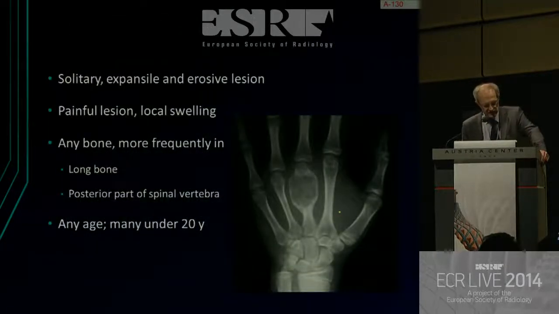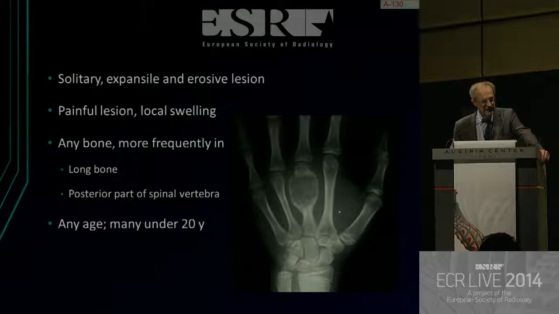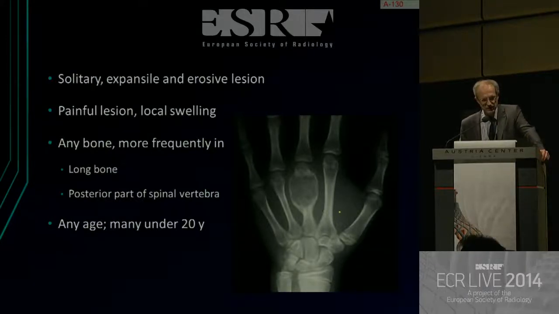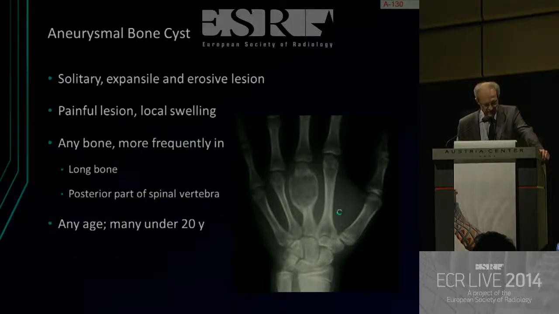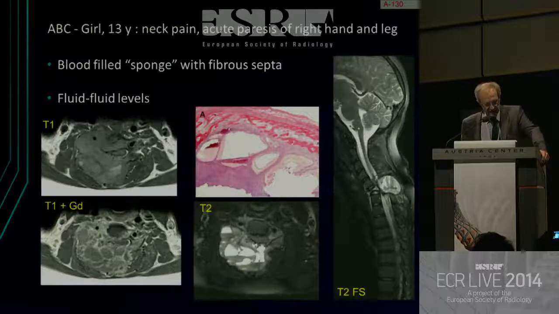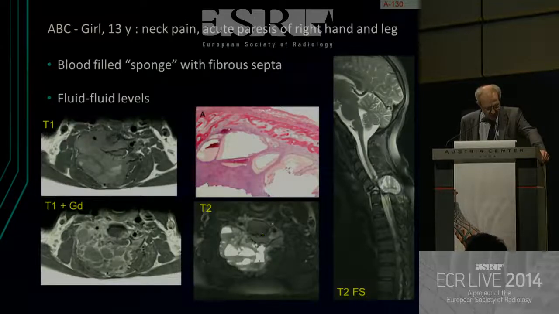The next lesion is a solitary expansile and erosive lesion, painful, causes local swelling, and it can occur in any bone, but frequently in a long bone and the posterior part of the spine. It can occur at any age, but many are discovered before the age of 20. So the name of this lesion is an aneurysmal bone cyst. How can we make the final diagnosis and differentiate it from a simple bone cyst? You need MRI. I give an example of a girl of 13 presenting with neck pain and acute paresis of the right hand and leg. So we see a fluid-filled sponge with fibrous septa, and best seen on T2 are the fluid levels.